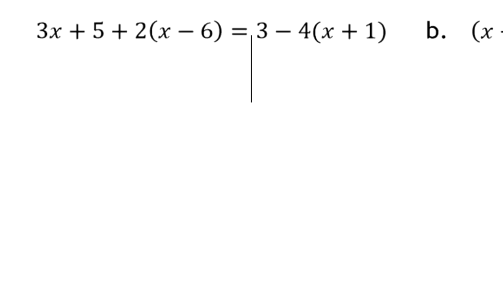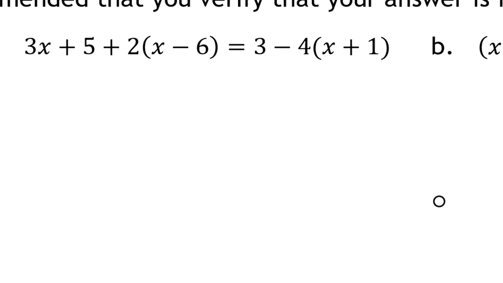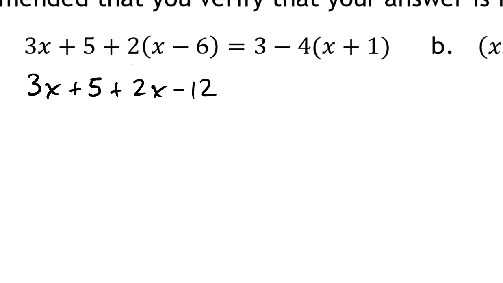So let's take a look at A. Nothing terribly frightful here. I'm just going to use the distributive property to rewrite both the left and the right hand side. I'm going to write this as 3x plus 5 and then plus 2x minus 12. Notice that I'm pushing a factor of 2 into the parentheses, so it's hitting both the x and the negative 6.